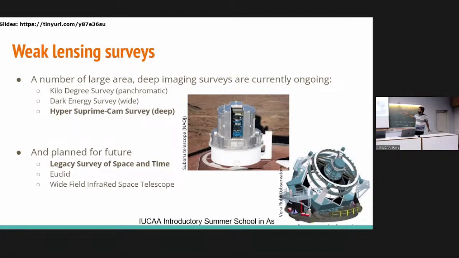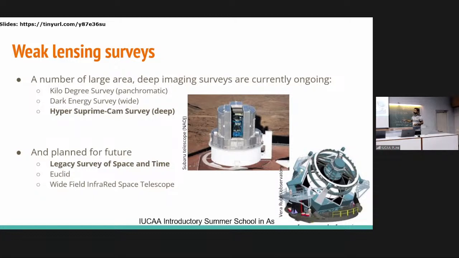There are also many other surveys which are planned for the future, so it would be useful for you. The Legacy Survey of Space and Time, which will be done using the Vera Rubin Observatory, which you can see here. It's another large-scale observatory which will actually blow all of these surveys out of business. This is going to come up within the next year or year and a half or so. So very relevant if you decide to do your PhDs.